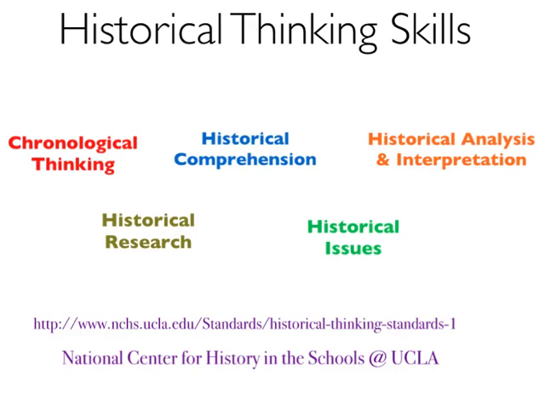In this presentation, we're going to talk about the 5 key historical thinking skills. Count them, 5, all right? We have chronological thinking, historical comprehension, historical analysis and interpretation, historical research, and historical issues.